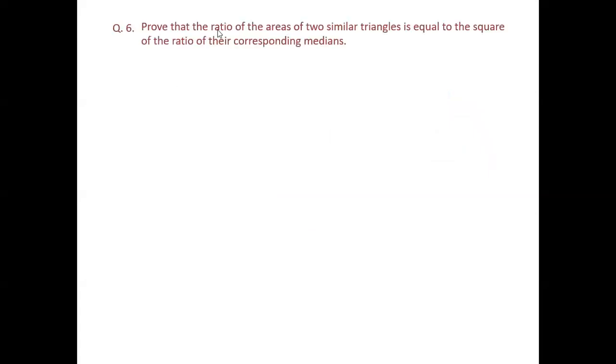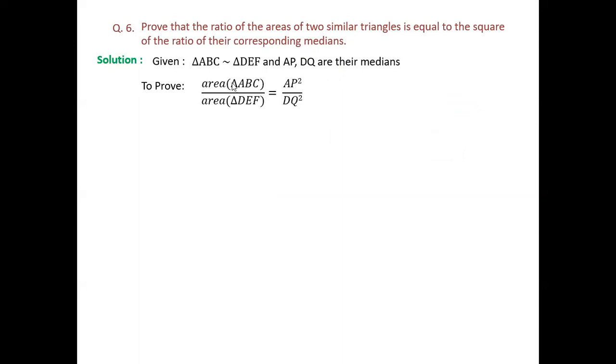Next. Question 6. Prove that the ratio of the areas of two similar triangles is equal to the square of the ratio of the corresponding medians. Solution. What is given? Triangle ABC is similar to triangle DEF, and AP and DQ are their medians. To prove: area of triangle ABC upon area of triangle DEF is equal to AP square upon DQ square, the squares of the medians.